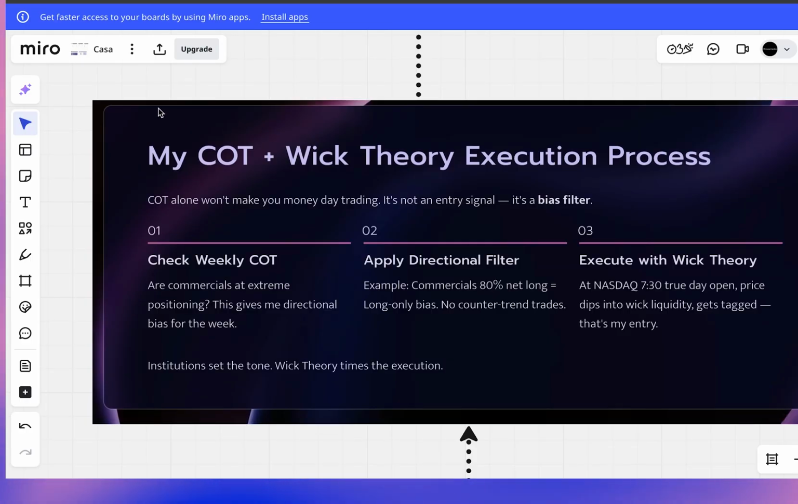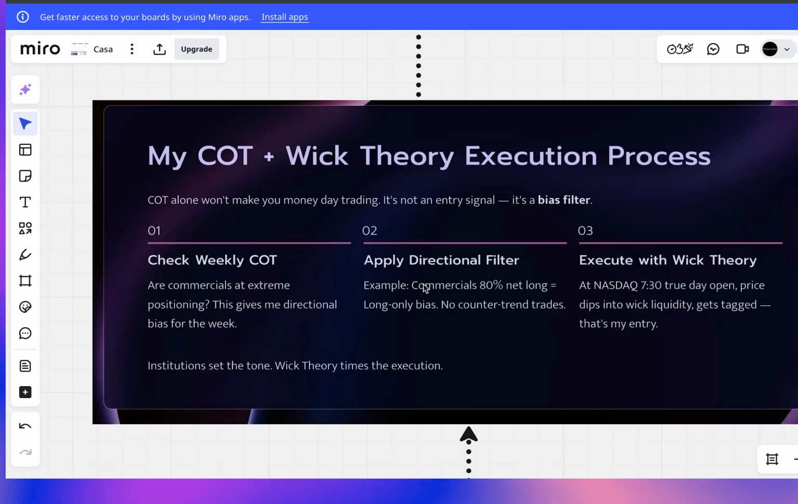Here is my COT plus Wick Theory execution process. So COT alone won't make you any money day trading. It's not an entry signal. It's a bias filter. So you always want to see concurrent, check weekly COT, and then you want to utilize that formula to see are we at extremes, right? This gives you directional bias for the week, and then you apply that directional filter.